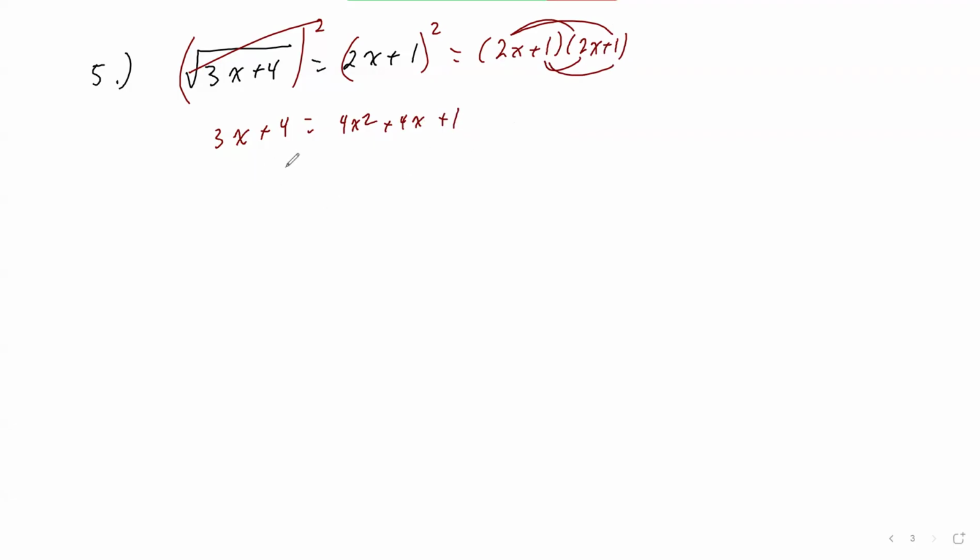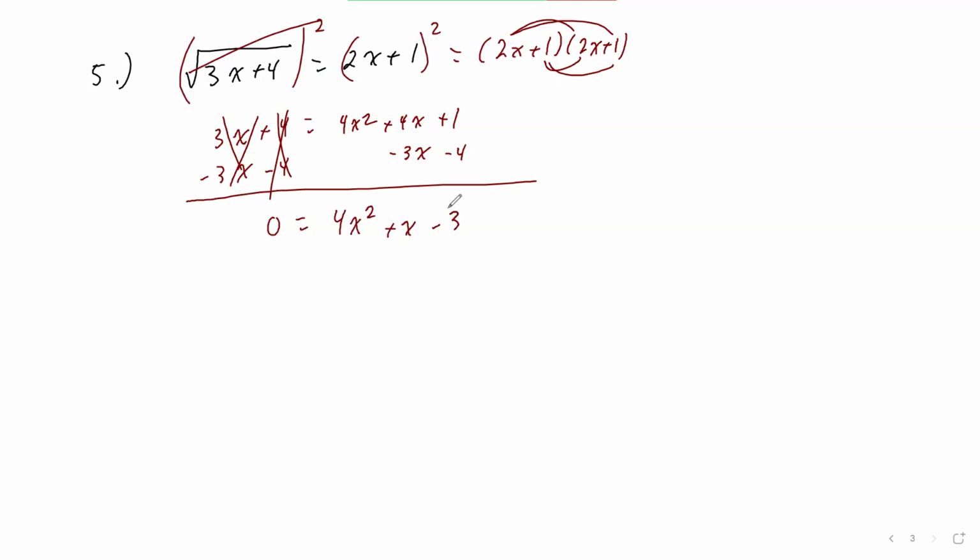So this is a quadratic, so I do need to set it equal to 0. So I'm going to subtract 3x, subtract 4, subtract 4. So I get 0 equals 4x squared plus x minus 3. Figuring out two numbers that multiply to -12 but add up to 1. So that's going to be 3 and 4 and make that a negative. So -3, +4. Now divide by that 4.